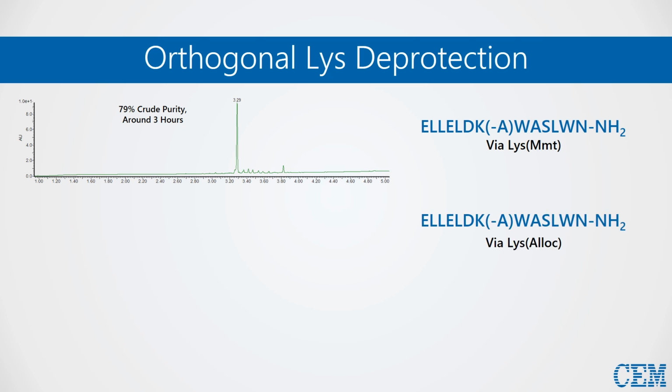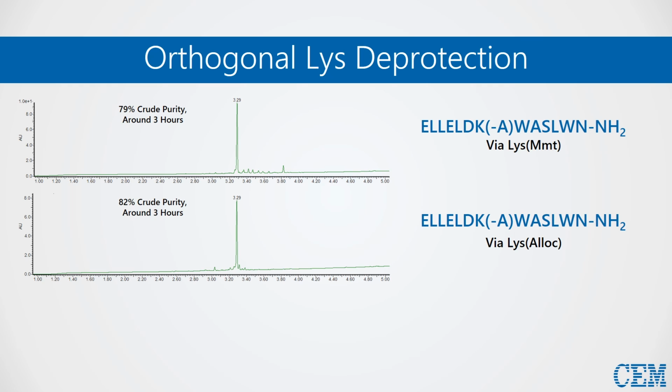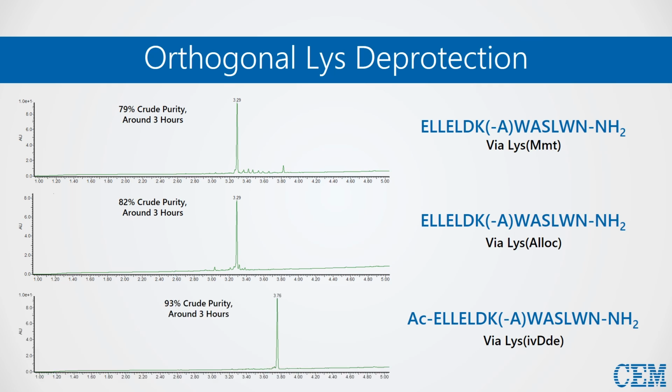Similarly, the target peptide was accessed through Alloc removal, with the peptide furnished in 82% crude purity in around 3 hours. Alloc removal required a total of 10 minutes at 35 degrees Celsius. Lastly, an acetylated version of the aforementioned peptide was successfully accessed through ivDde removal. Acetylation was performed in this case as hydrazine deprotects Fmoc groups as well. Alternatively, Boc rather than Fmoc protected amino acids could have been employed. This peptide was furnished in 93% purity in around 3 hours, requiring a total of 9 minutes at 90 degrees Celsius for deprotection of the ivDde group.